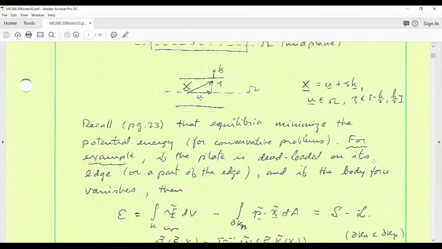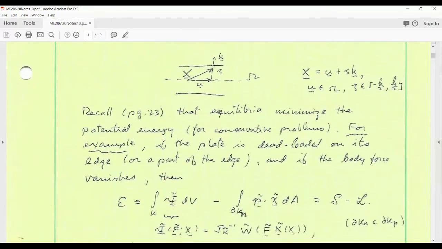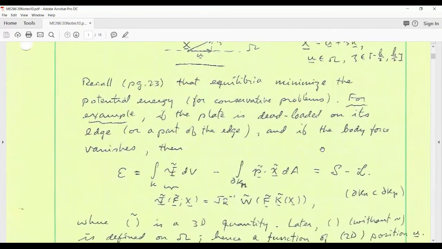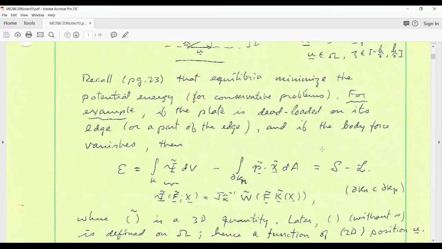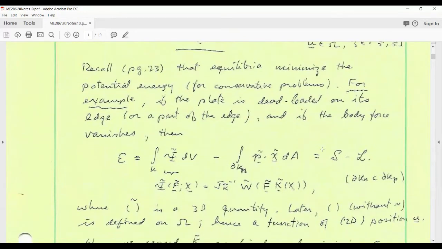So I hope this will become clear in the course of the lecture. So as an example, we talked about some time ago dead loading. Let's just focus on this just to show how the idea works. Of course, dead loading is far from the most general kind of loading, but you can conceive of more general types of loading. So let's look at the example of dead loading.